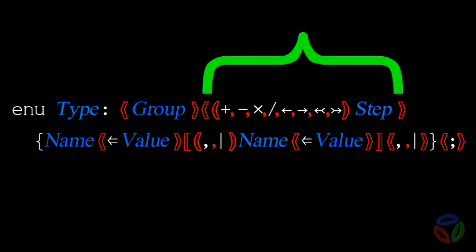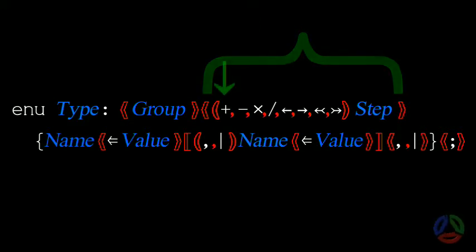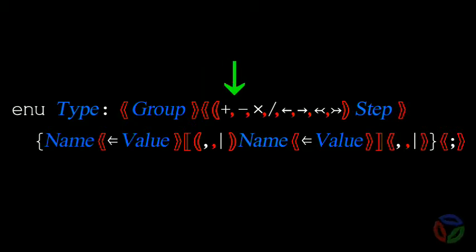Next in our specification is the optional step. If an explicit step is missing, it is assumed to be +1. The explicit step starts with one of the operators plus, minus, multiply, or divide, shift left or right, or rotate left or right. Following this is the increment for plus or minus, scalar for multiply or divide, or the count for the shift and rotate operators. The step value must be known at parse time.